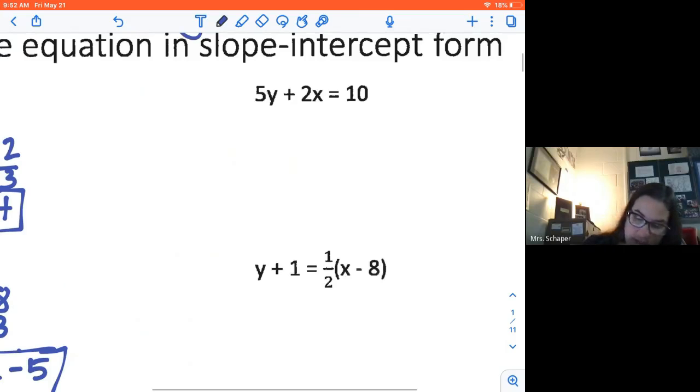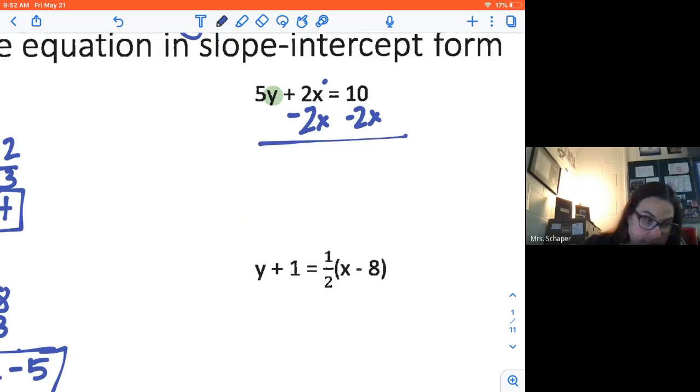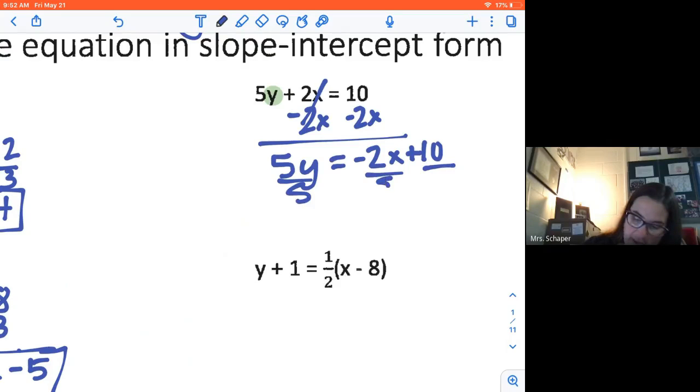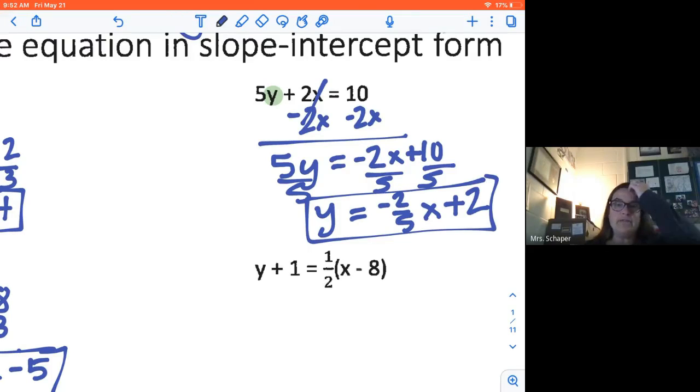Taking a look at this one, again, our whole goal is to get that y all alone. So I'm going to subtract 2x from both sides. So 5y is equal to negative 2x plus 10. Divide everything by 5. Y equals negative 2/5 x plus 2.